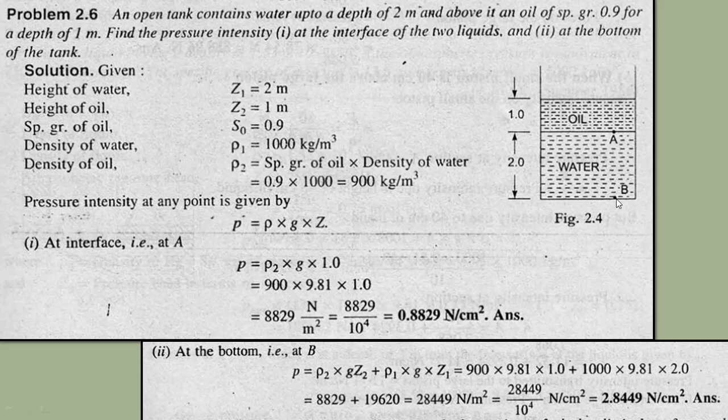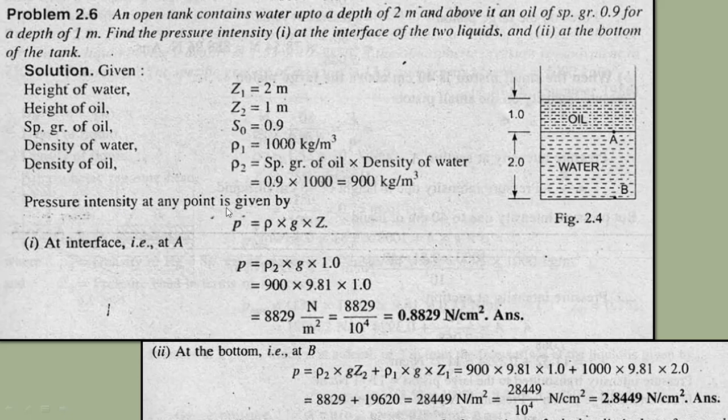As per Pascal's law, the pressure intensity is the same at any point, so consider any point. Height of water Z1 is 2 meter, Z2 is 1 meter, SO is equal to 0.9, it's oil. Rho 1, density of water, is 1000 kg per meter cube. Density of oil is equal to specific gravity of oil into density of water, that is 0.9 into 1000, equal to 900 kg per meter cube.